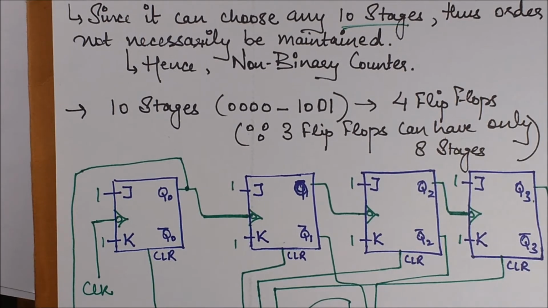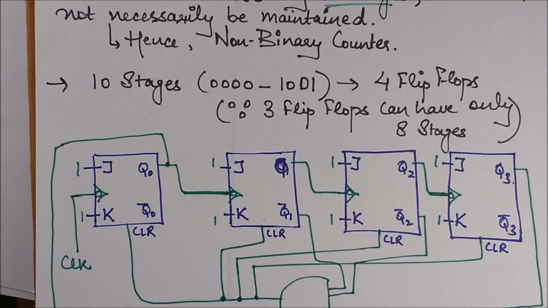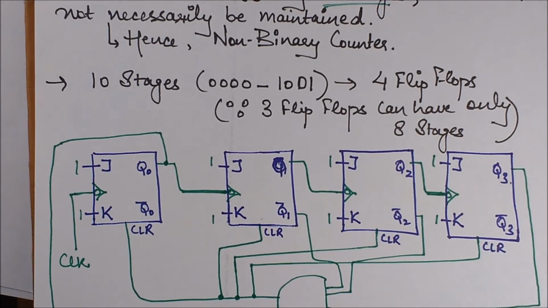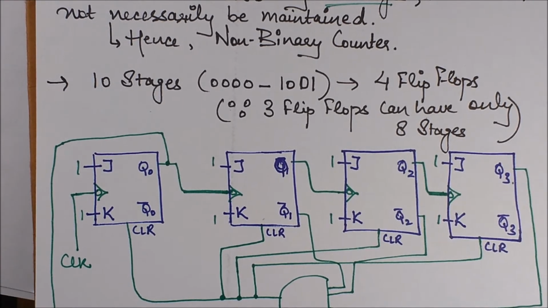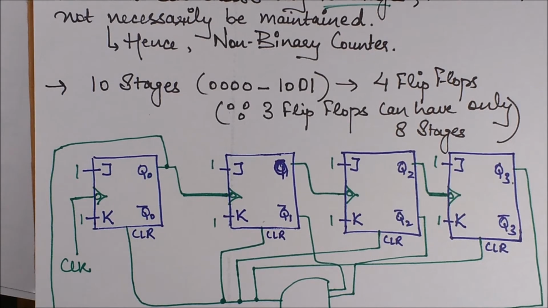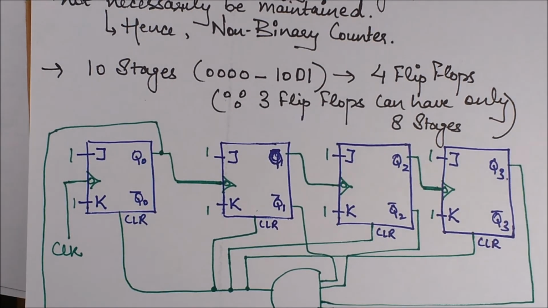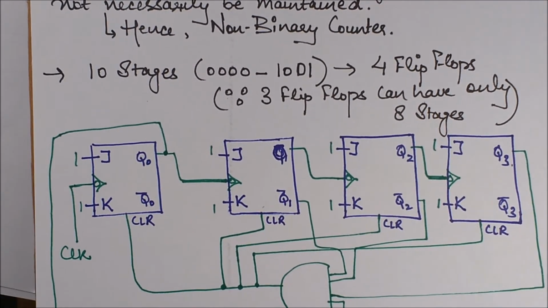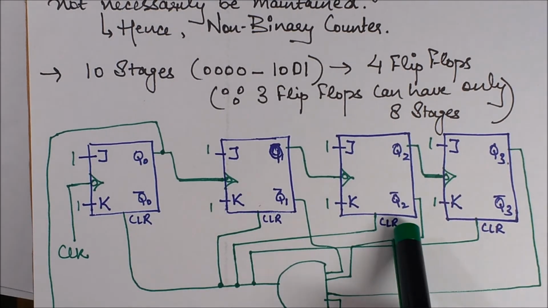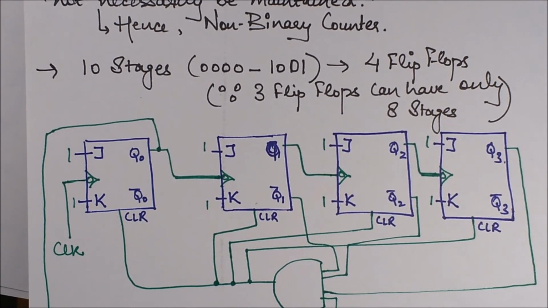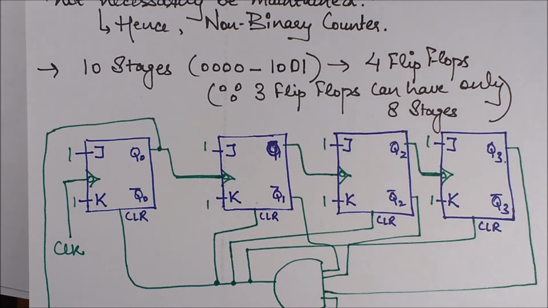So once this is clear, now we go to the construction. The construction of the BCD counter is very simple. It is very similar to the previous ones that we have already discussed, the 3-bit ripple counter. But now we have 10 stages, so we have 4 flip-flops attached in a similar manner. The important difference that you may note is this clear bit. Now the clear bit is used to clear the contents of the flip-flop.